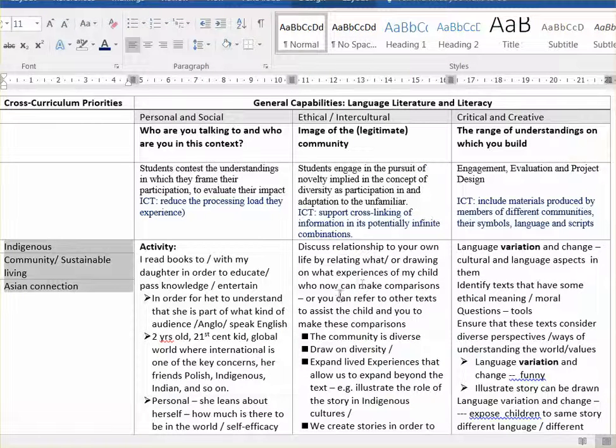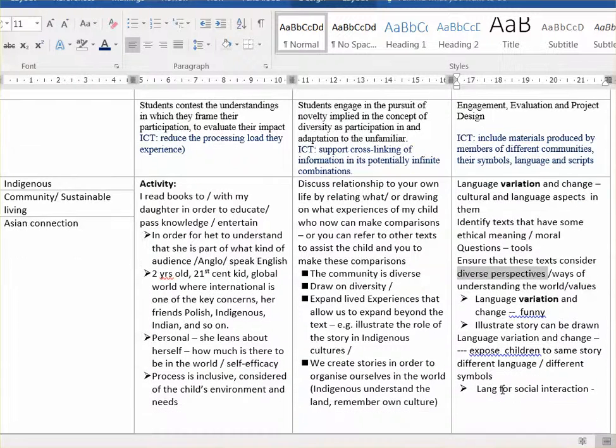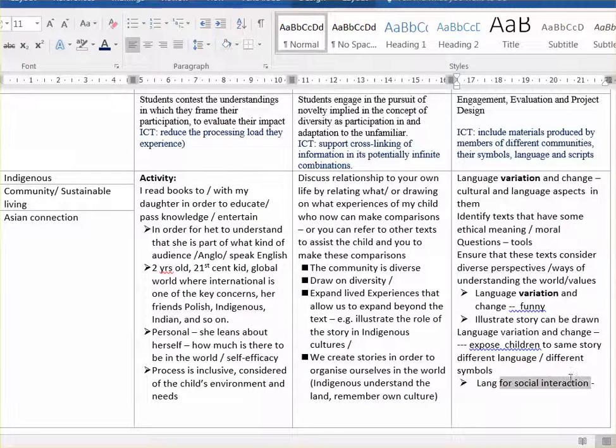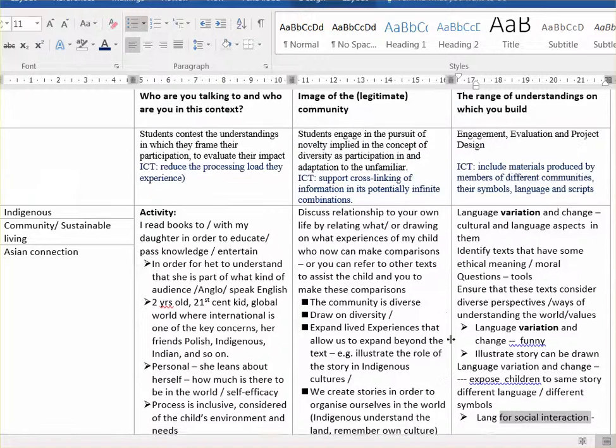So we did it in relation to the actual Australian curriculum for literacy. We found all these things like language variation in the curriculum. We found things like ethical meaning, diverse perspectives, social interaction. There were a lot of things there.